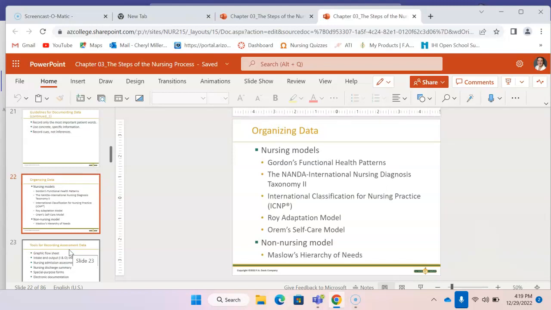All right, organizing that data. We use a few different things. We use functional health patterns. We use NANDA. We use Roy's adaptation model, Orem self-care model, and then also with non-clinical, non-nursing model that we use a lot is Maslow's hierarchy of needs. We're going to talk about that a little bit later as well on day one, because Maslow's hierarchy of needs gets us a lot of places.